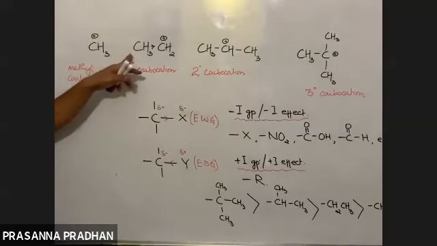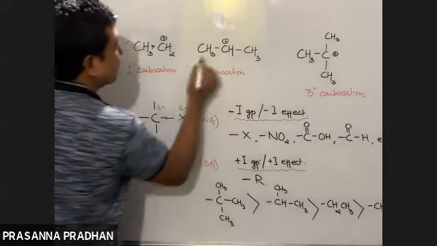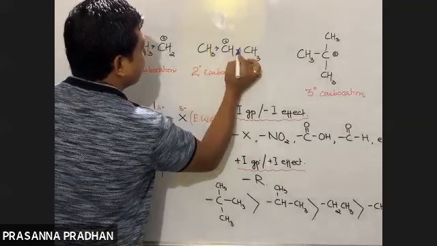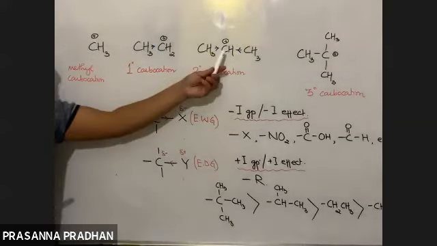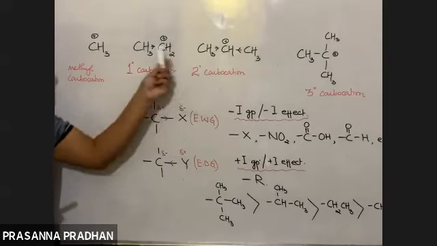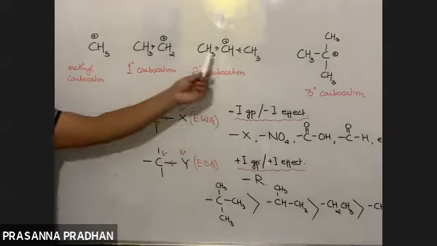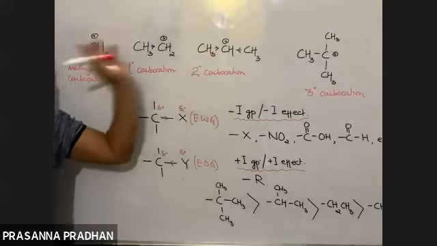So how many such electron donating groups are there? Here, 1. But here we have 2 electron donating groups. So out here the positive charge is neutralized to a greater extent. That means this is more stable than this, since the positive charge is neutralized to a greater extent. Why? Because there are two alkyl groups donating electron.